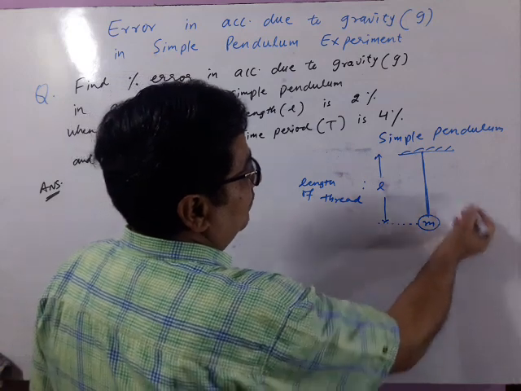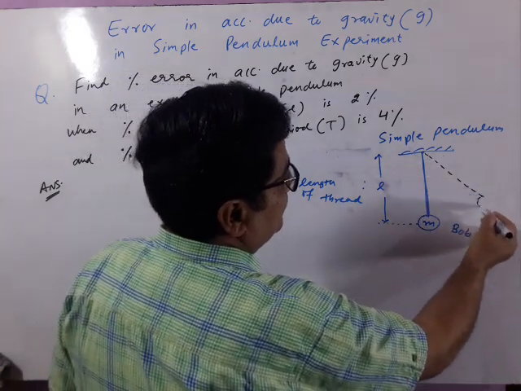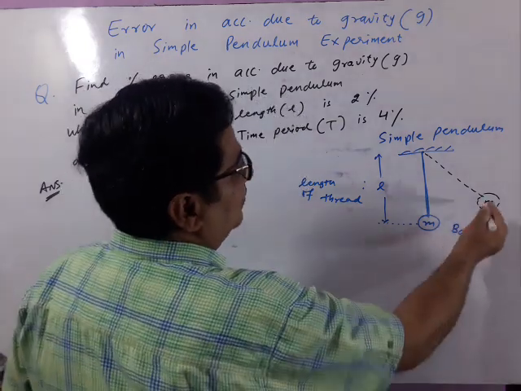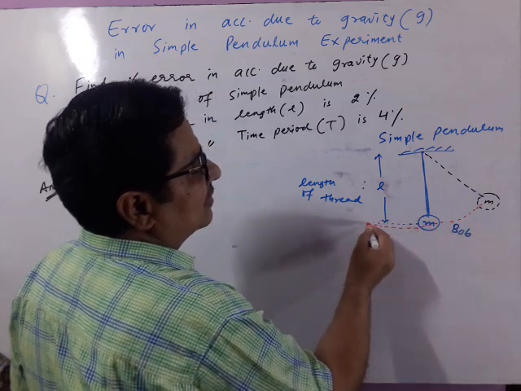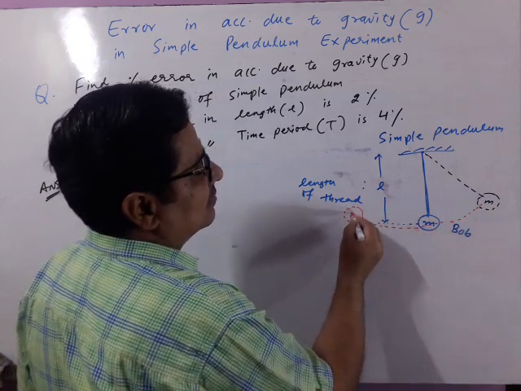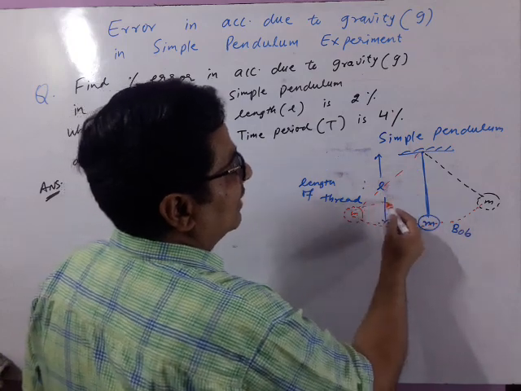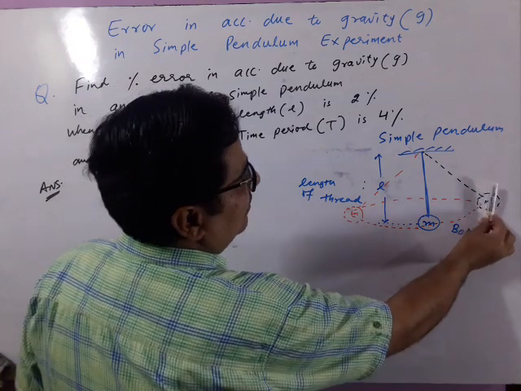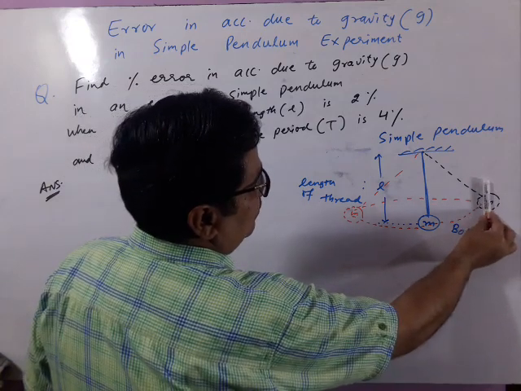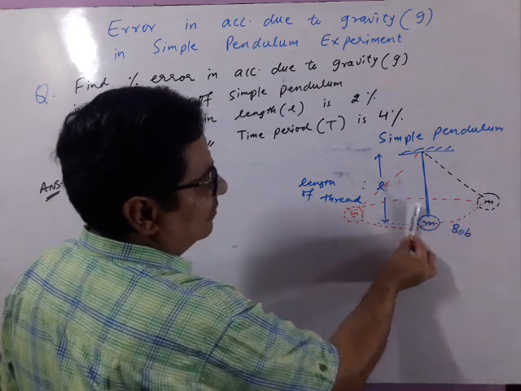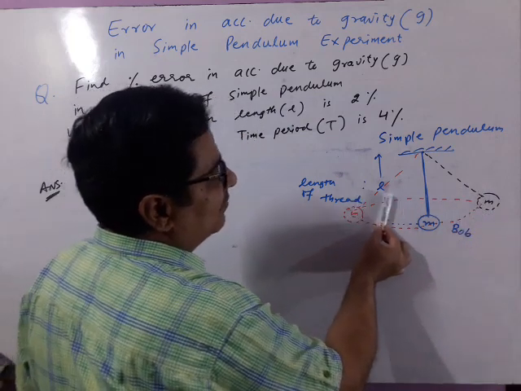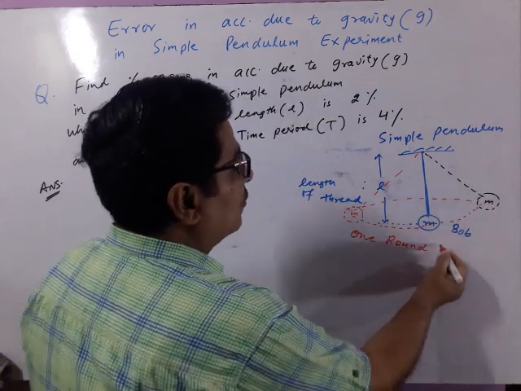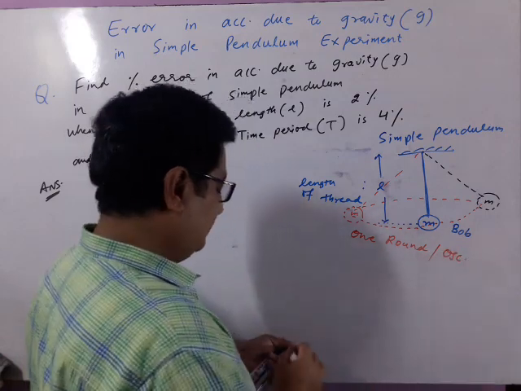Now move it on the right hand side. Now release it from rest. It will be coming like this, moving towards left hand side, then coming back. This is called one round. Focus on this point. Let us say we are starting from this point. It is going like this on the left extreme end, then coming back. This is one round. We call it one oscillation.